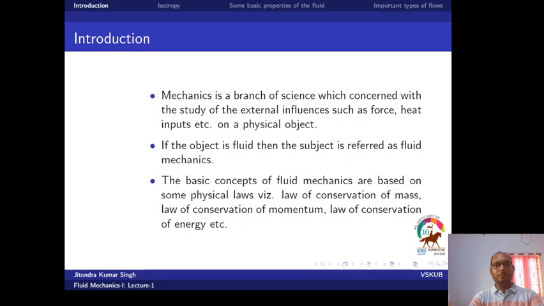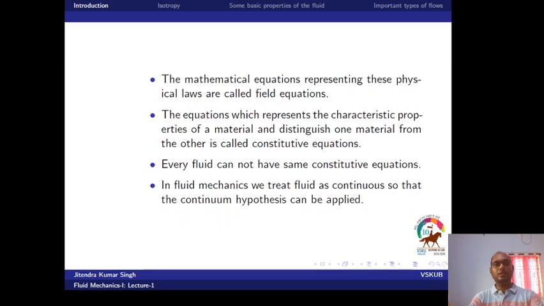Now, the governing equations in fluid mechanics are constitutive equations and field equations. So what are the field equations? Field equations are some physical laws which are the same for all kinds of fluids, like the law of conservation of mass, the law of conservation of momentum, the law of conservation of energy, etc. So the equations representing those laws which are the same for all kinds of fluid are called the field equations, and some laws which vary from material to material, and the equations representing those laws, are called the constitutive equations.